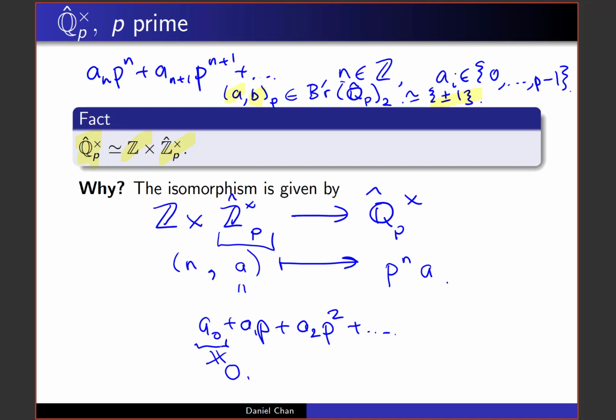And of course, what can you say about every Laurent series in P? Well, you can pull out this first p to the n with the first non-zero coefficient a_n. You can pull out that p to the n, that gives you that element here. And then what you'll get is something which is a power series with non-zero constant term. So that's your element inside here. And that gives you the isomorphism in this fact here.